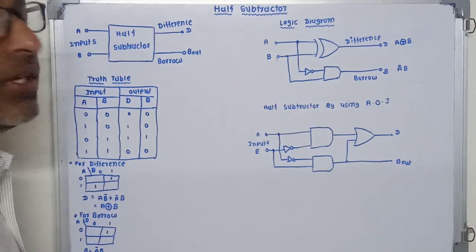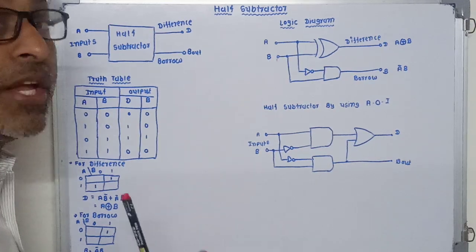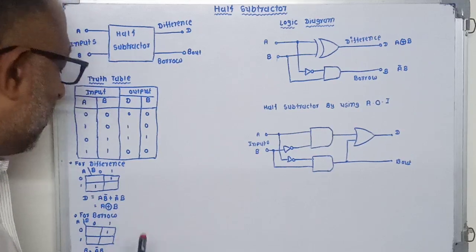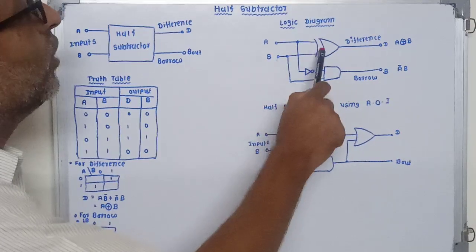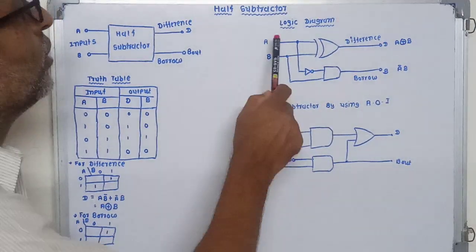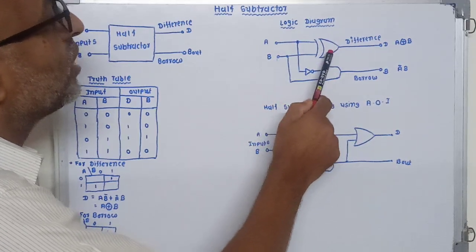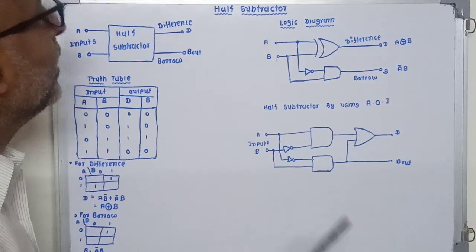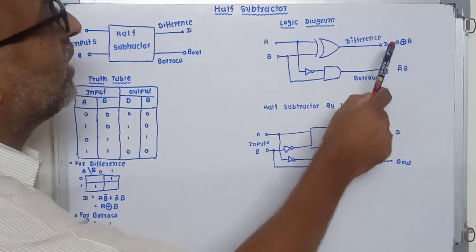So here we are also getting the Boolean expression for the borrow. Now let me see how to construct the circuit by using logic gates. For the difference we require A exclusive OR B. That means we are taking one exclusive OR gate. It has two inputs and one output. So here we are giving A and B inputs to this exclusive OR gate, and we will get the difference, A exclusive OR B, at the output.